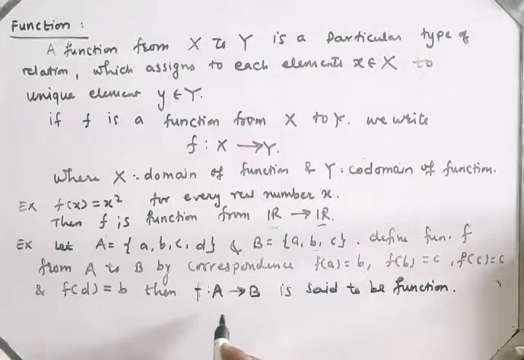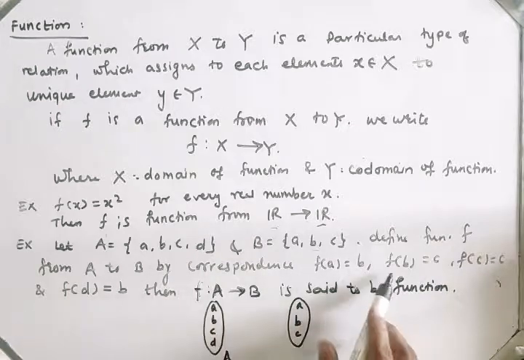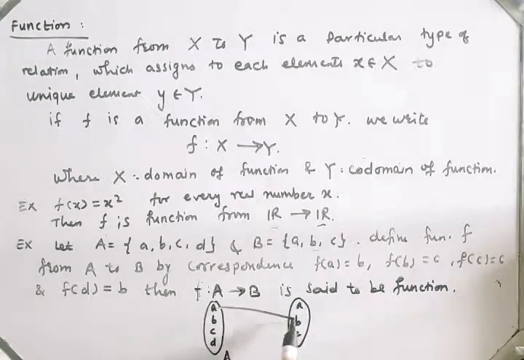So we denote by the Venn diagram. Suppose this set A has elements a, b, c, d, and this is set B, which has elements a, b, c. What we have given: a assigns to b, b assigns to c, c assigns to c, and d assigns to b. So what we have here is that every element assigns exactly one element from this.